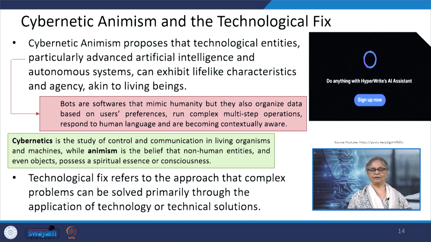Technological fix refers to the approach that complex problems can be solved primarily through the application of technology. Social bots are relevant in the context of technological fix because of their efficiency, human interaction, and crossing of language barriers in customer service. Due to our layered filters, we do not perceive the underlying data weaving and just see them as buttons, icons, text, or sound.